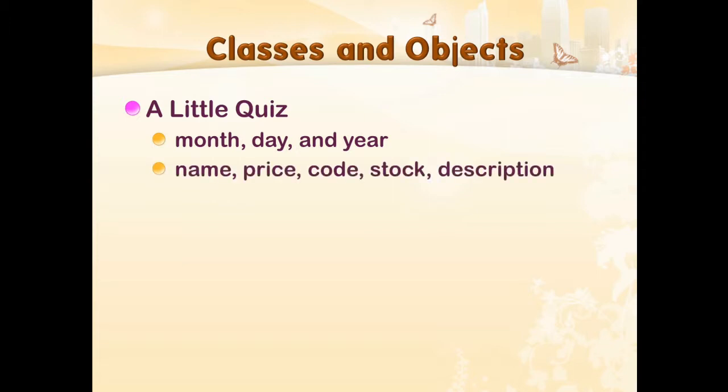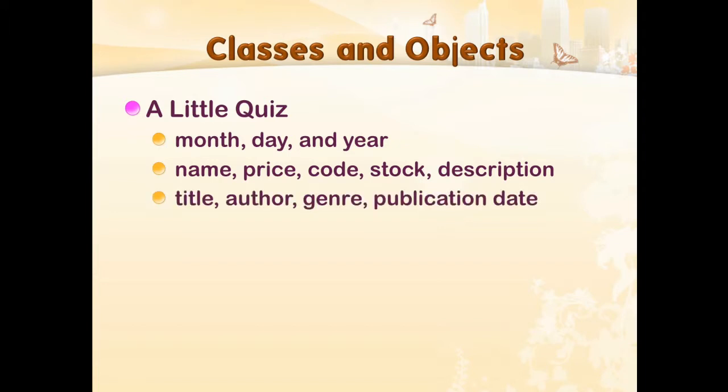Let's try number 2. Name, price, code, stock, and description. What do you think am I referring to? A product or an item. How about title, author, genre, publication date? A book. What if name, class, level, guild, and stats? What am I describing? A player character.